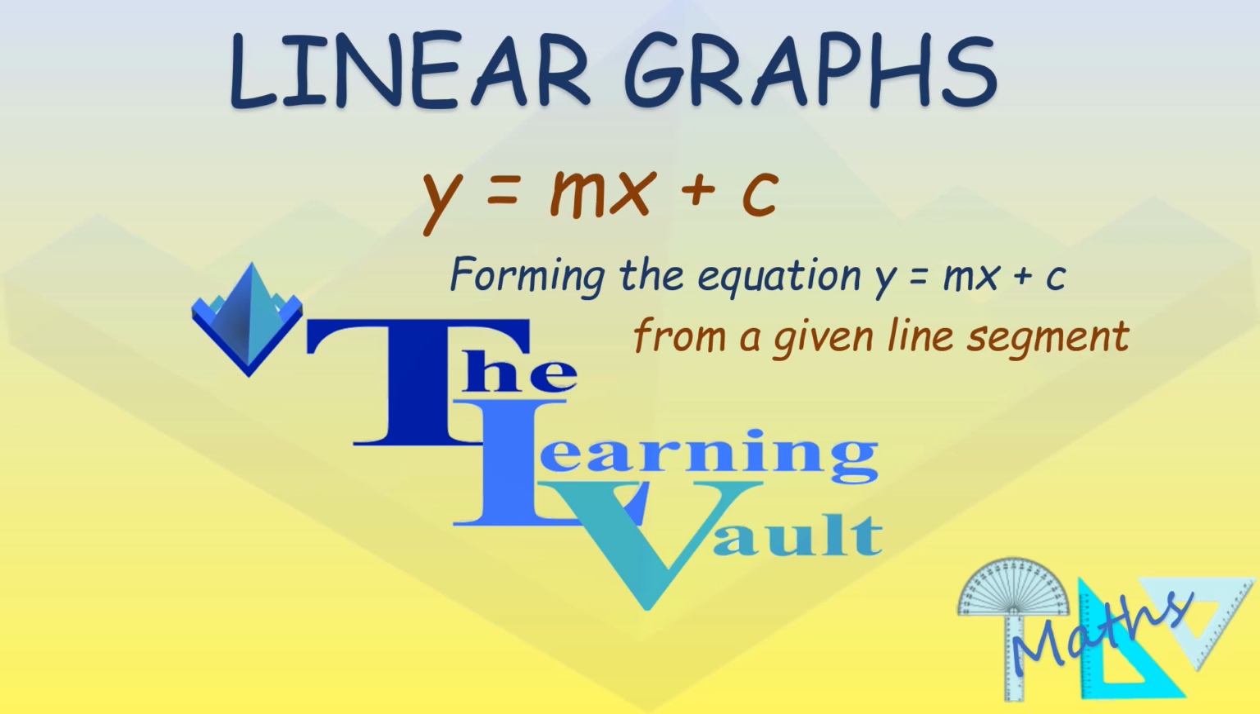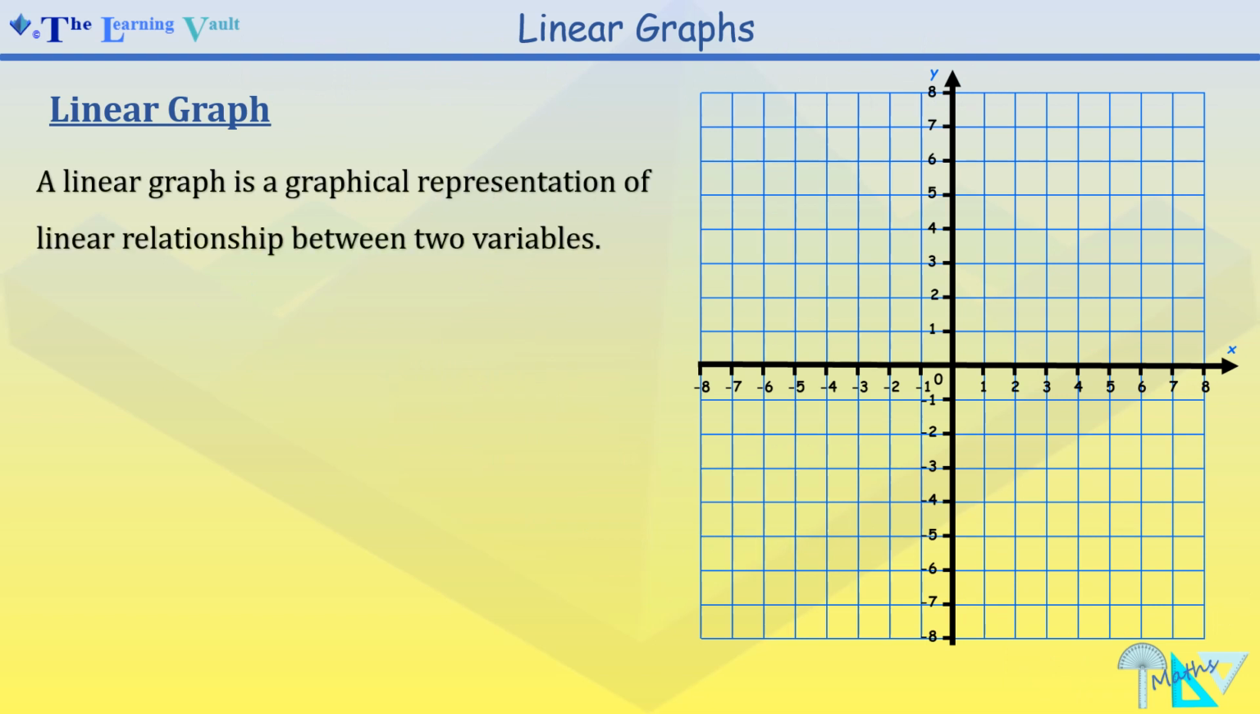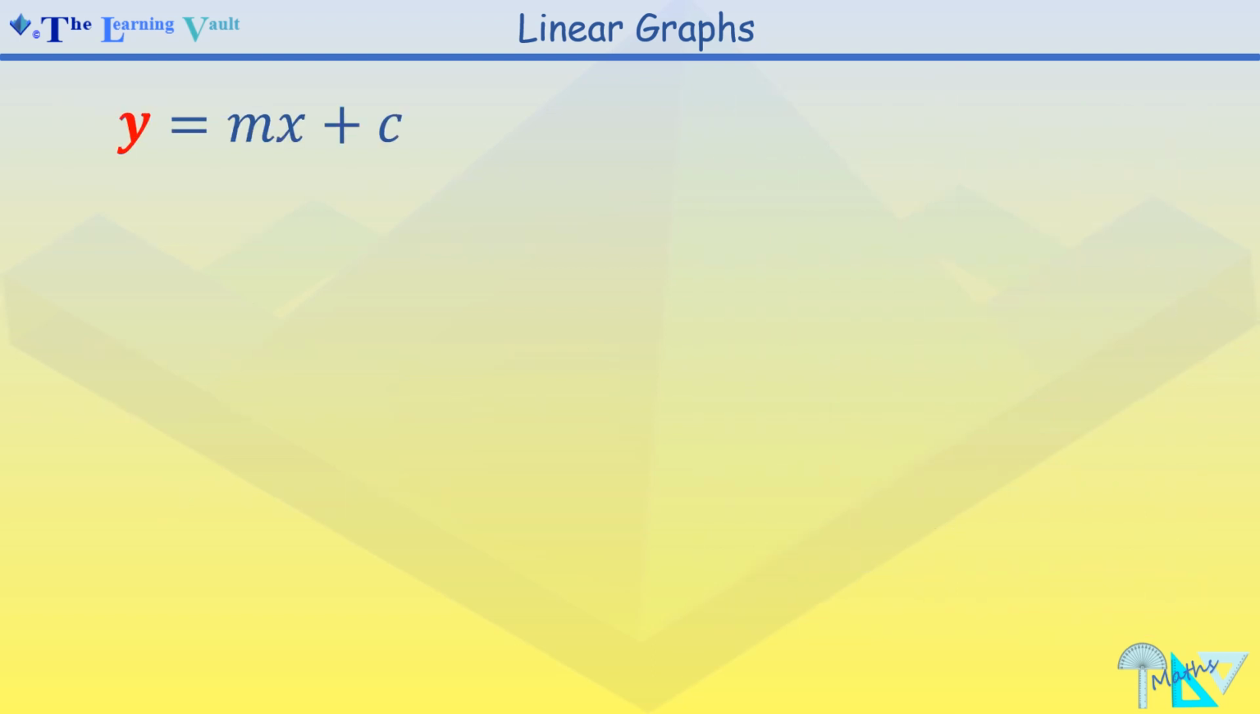Welcome to this video on linear graphs, forming the equation of y equals mx plus c from a given line segment. A linear graph is a graphical representation of a linear relationship between two variables. The relationship between these variables can be expressed as a linear equation in the form of y equals mx plus c. Y represents the dependent variable, the one you want to predict or explain.